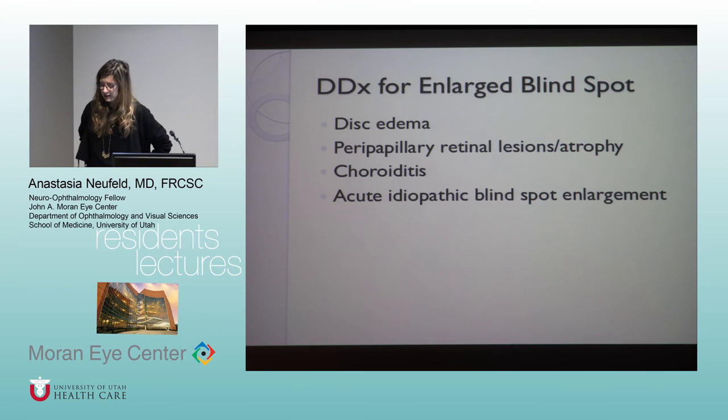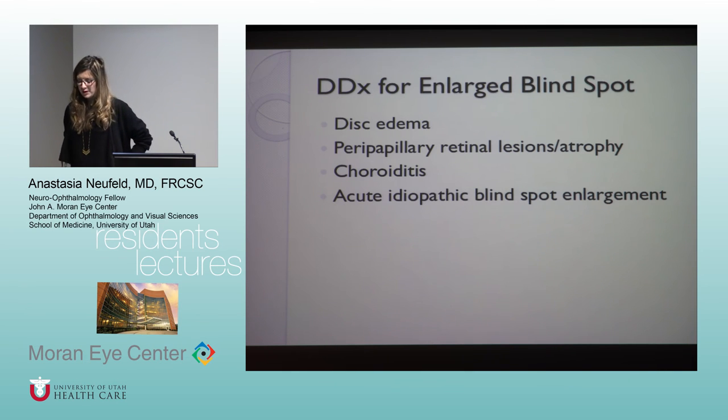And one other entity that's really good to think about, because you actually don't see much on examination, and it's often missed unless you do specialized testing, is acute idiopathic blind spot enlargement, or a variation of the MEWDS syndrome. It's important to keep in mind, especially when you have a unilateral isolated temporal deficit. That's an important thing to rule out so it doesn't send you down the garden path looking at brain lesions.